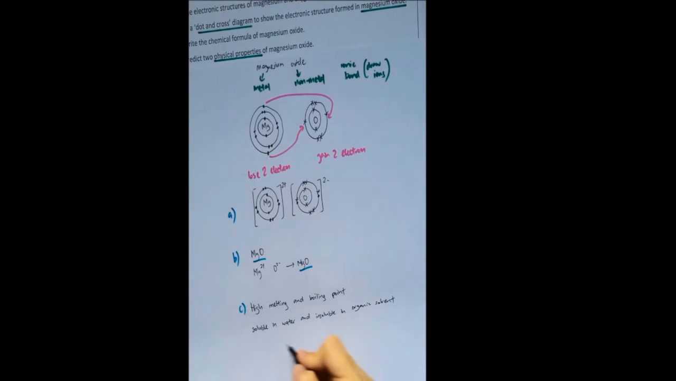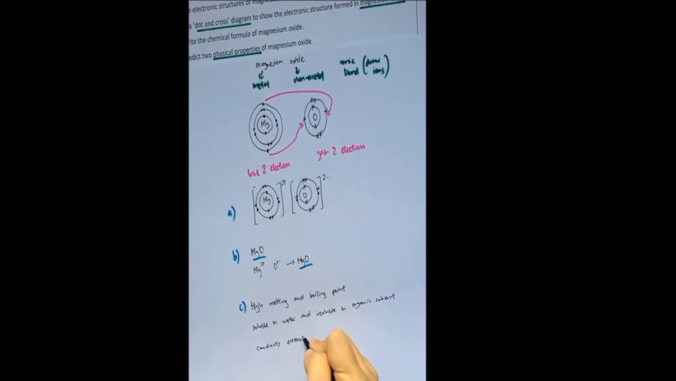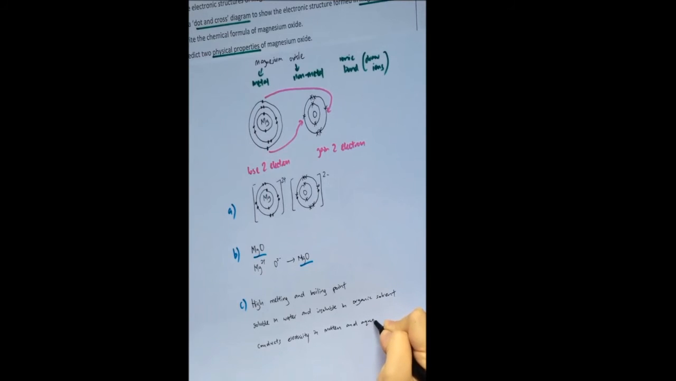In case you are wondering, there's a third one that you could write as well, which is it conducts electricity in molten and aqueous state only. So since they asked for 2 physical properties, you could write any of these 3, right? 2 out of 3. Where can these physical properties be found again? It can be found on your page 11 under this portion. So you do need to spend some time to memorize them.